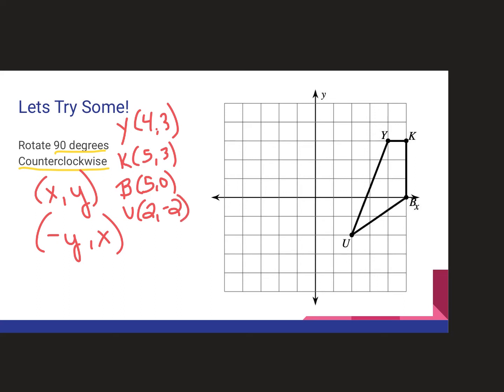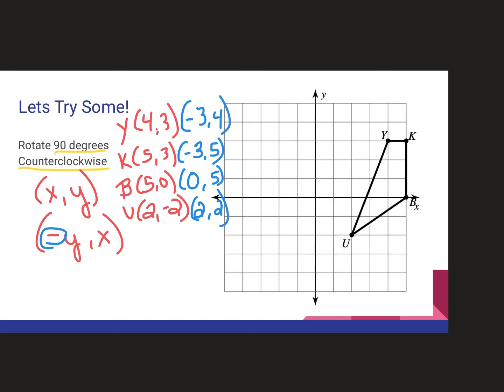I'm going to take these points, flip them, and then make the first value be the opposite of what it was. So, (4, 3) becomes (-3, 4). Point K becomes (-3, 5). Point B becomes (0, 5), and that's not going to become negative because there's no negative 0. And point U becomes (2, 2), because that negative 2 has to change signs. That's why I say opposite of instead of negative. So the opposite of negative 2 is 2.